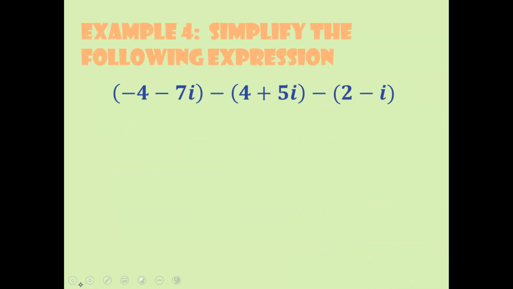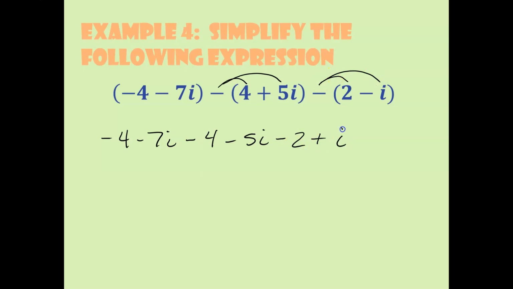Next one, this is the double subtraction, okay? So you bring down your first set, so I'm going to bring down the negative 4 minus 7i. I've got to distribute this negative, which changes everybody's sign, so it'll be minus 4 minus 5i. Bring down the negative again, and I've got negative 2 plus i. Now you see how i is by itself? Remember when you have a variable, same thing with an i. There is an understood 1 in front of that variable. So there's an understood 1 right there, okay, if that helps you out when you're combining your stuff.